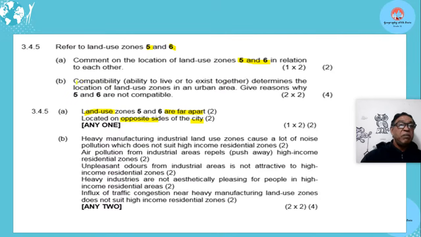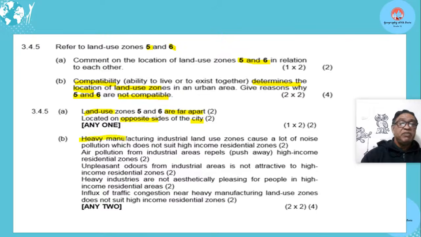Next question: compatibility. They are not compatible, we know. All right, because the rich people want to be near the aesthetic areas, the beautiful areas. They can afford to. Low income, they don't want to be near the industrial areas, but unfortunately, they don't have the money to live away. They want to be near the place of work. So, compatibility determines the location of land use zones in an urban area. Give reasons why 5 and 6 are not compatible. All right, compatibility will determine that. In this case, why are they not?